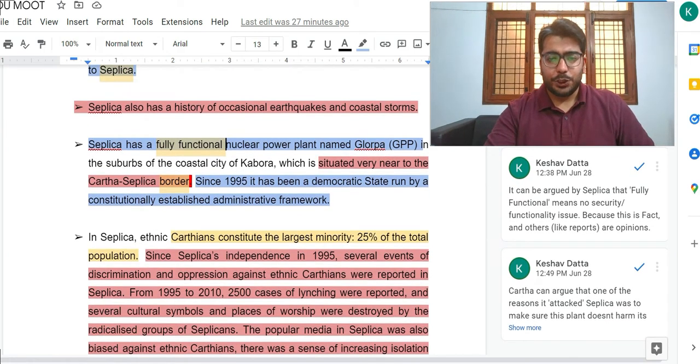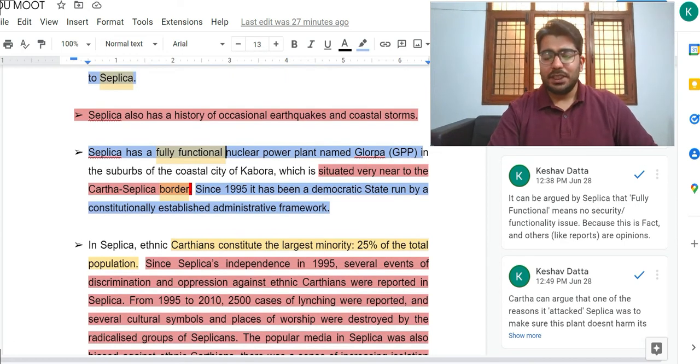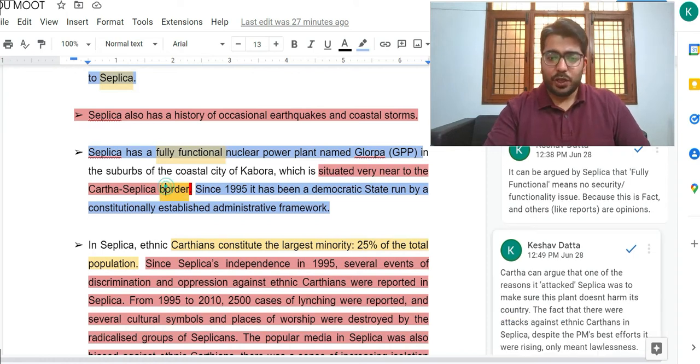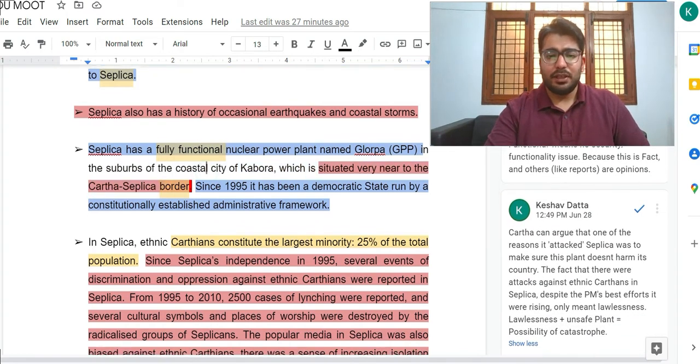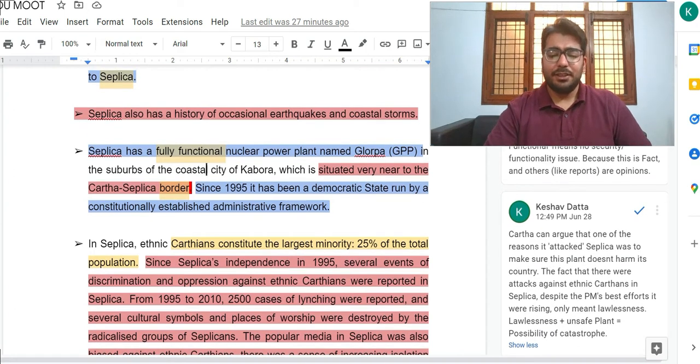Next is: situated very near to the Katha Supplica border, that is, that power plant. Again, for obvious reasons, Katha can use this line in its favor and say since the plant was kept very near the border, it was a danger to us. And you can also compare this with the famous Supreme Court judgments in the field of absolute negligence, which basically say that if you are keeping a dangerous thing in your territory which is likely to spill over to the other territory, you can draw inferences from those arguments.